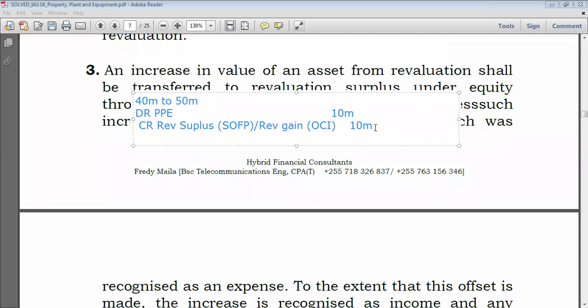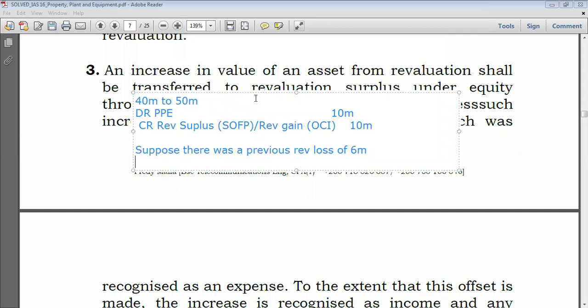Now, what point number 3 is trying to explain is, listen, the asset has moved from 40 million to 50 million, but let's presume that there was a previous revaluation loss. This is a gain. There is a gain of 10. Let's say there was a previous revaluation loss of, say, 6 million. There's a difference between revaluation gain and revaluation loss. Revaluation gain goes through other comprehensive income, but the revaluation loss goes through profit or loss. Revaluation loss goes through the statement of profit or loss.